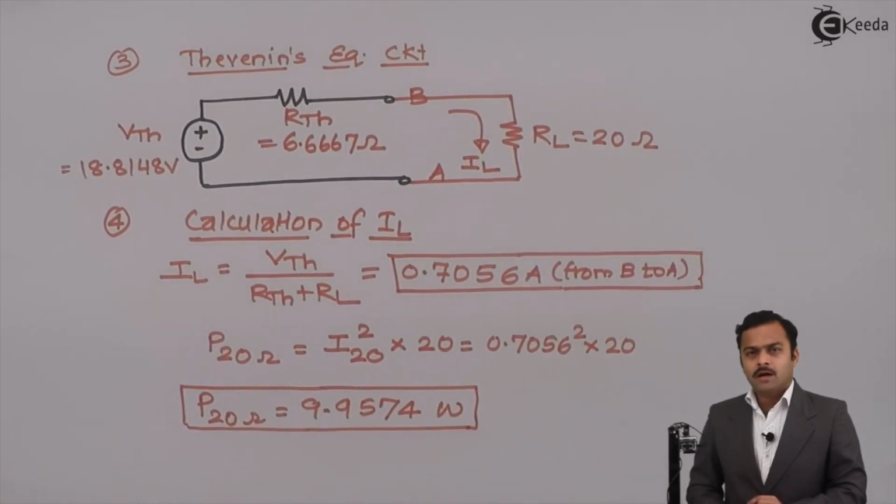So here we have come to the end of a problem where Thevenin's theorem is used to calculate the current flowing through a load resistance, and by using this current I get the power consumed by the same load resistance. In subsequent videos we will solve more numericals based on Thevenin's theorem.